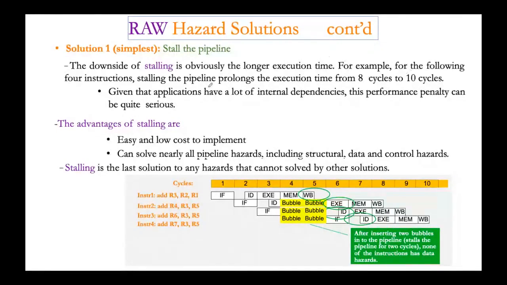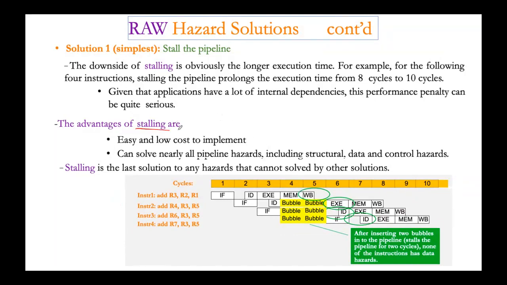For example, for the following 4 instructions, stalling the pipeline prolongs the execution time from 8 cycles to 10 cycles by entering these bubbles. Sometimes we call these stalls bubbles. Given that applications have a lot of internal dependencies, this performance penalty can be quite serious.